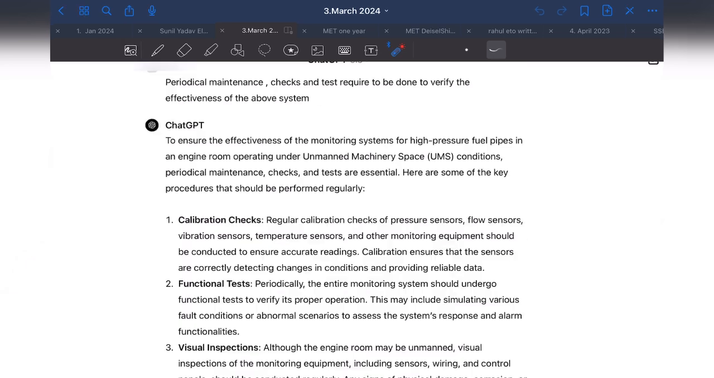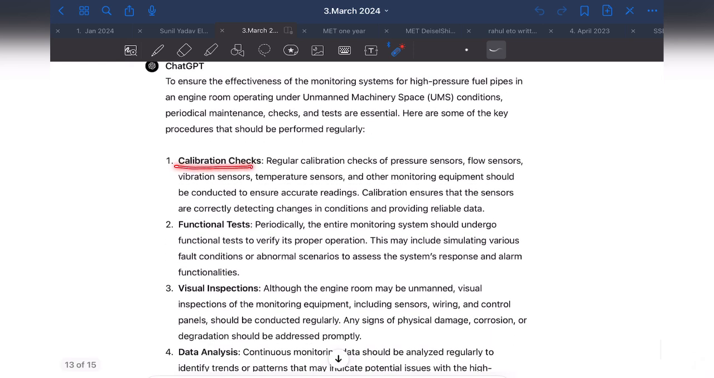And to ensure the effectiveness of the monitoring system, certain periodical maintenance checks and tests are essential. These are: calibration checks. Regular calibration checks for pressure sensors, flow sensors, vibration sensors, temperature sensors, and their monitoring equipment should be conducted to ensure accurate readings. Calibration ensures that sensors are correctly detecting changes in conditions and providing reliable data. Functional test: periodically, the entire monitoring system should undergo functional tests to verify its proper operation. This may include simulating various fault conditions or abnormal scenarios to assess the system's response and alarm functionalities.